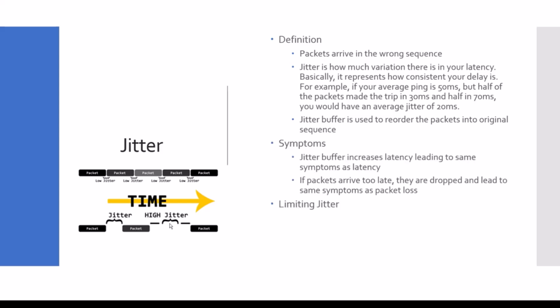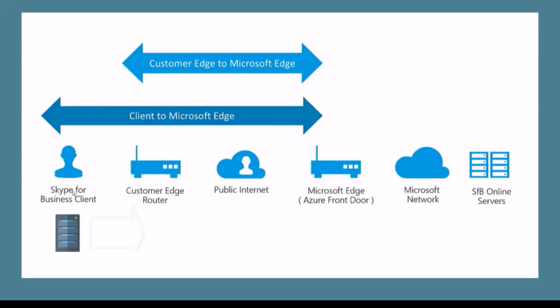Now, how do we limit jitter? We can reduce the network congestion, properly implement quality of service, or we can increase the bandwidth on the network. Let's now jump to understand how much jitter we can allow in the Teams environment.